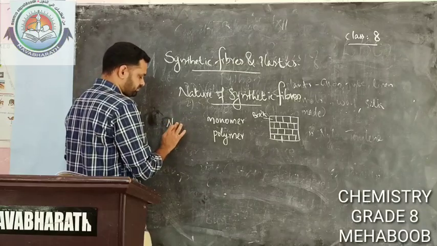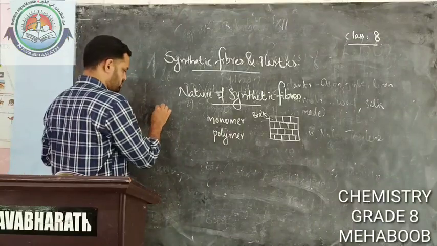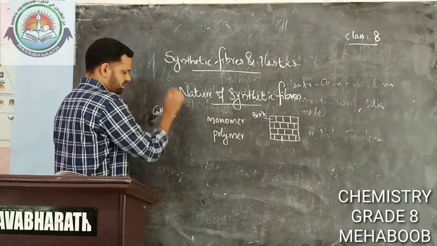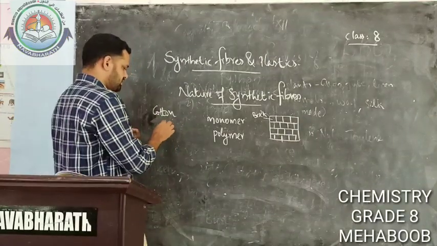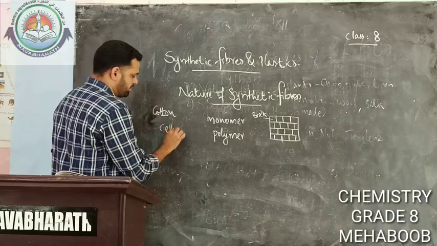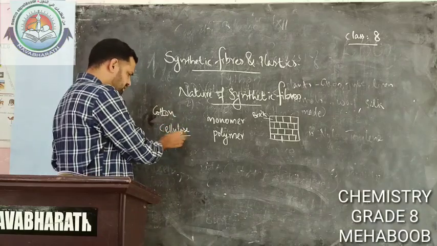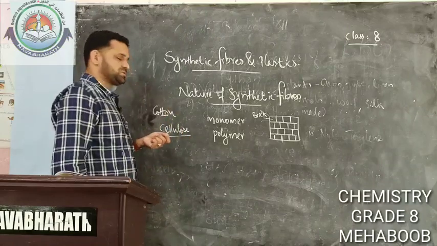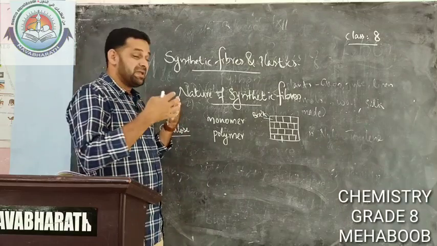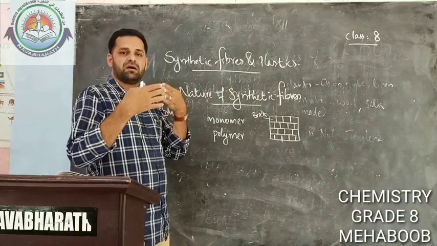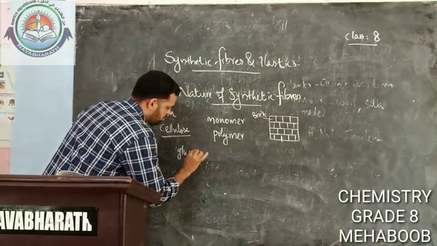For example, we know cotton. What is cotton? Cotton is a cellulose polymer. It's a polymer of cellulose, and this cellulose is formed by combining many small glucose units. It means many glucose units.